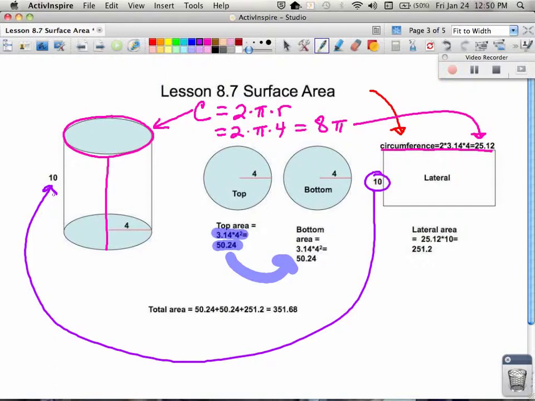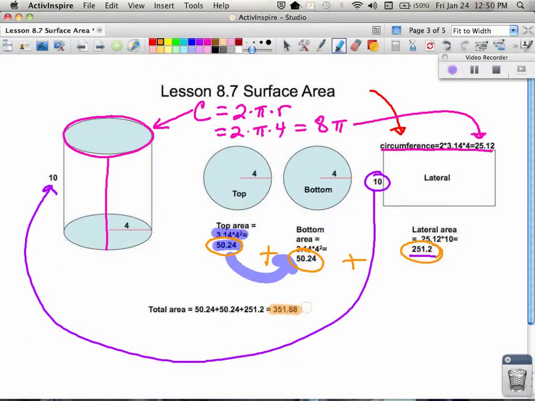My end result is 251.2. I take my three pieces, my top circle, my bottom circle, and my rectangle, add all those up, and in the end, I find out that my total area is 351.68.